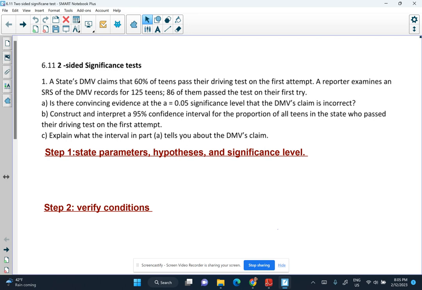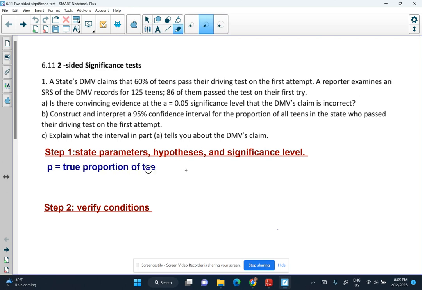So, when you're asking for convincing evidence, for the most part, we think of performing some sort of hypothesis test or significance test. We're dealing with categorical data, either the teens pass or they don't, so we know we're dealing with proportions. So the first step of this process is to state the parameter, the hypotheses, and the significance level.